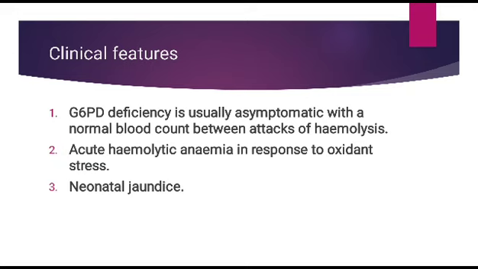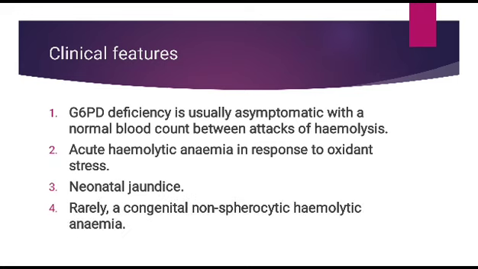The patient may suffer from neonatal jaundice early in life, and rarely the patient may have a sort of congenital non-spherocytic hemolytic anemia. But the usual thing is that these patients are normal without anemia till oxidant stress occurs and it is followed by acute hemolysis, which may sometimes be fatal if not urgently treated.